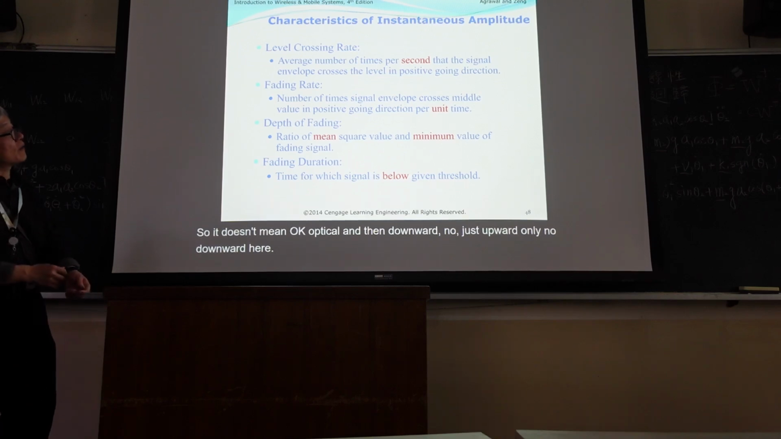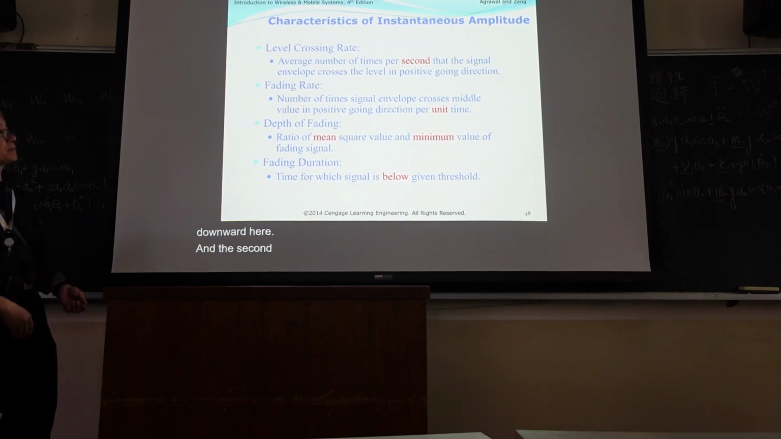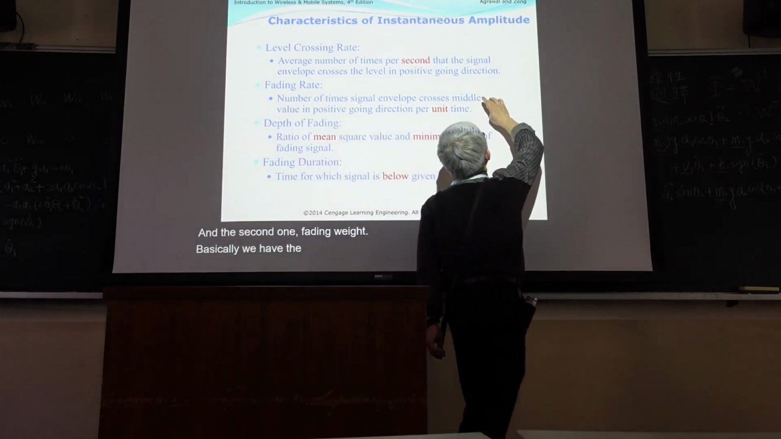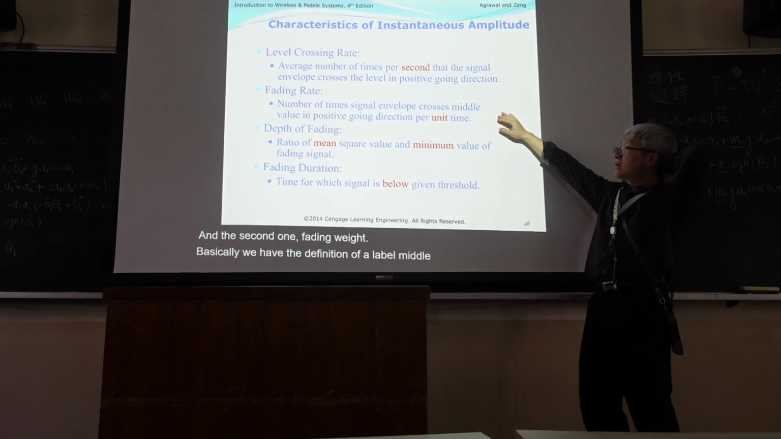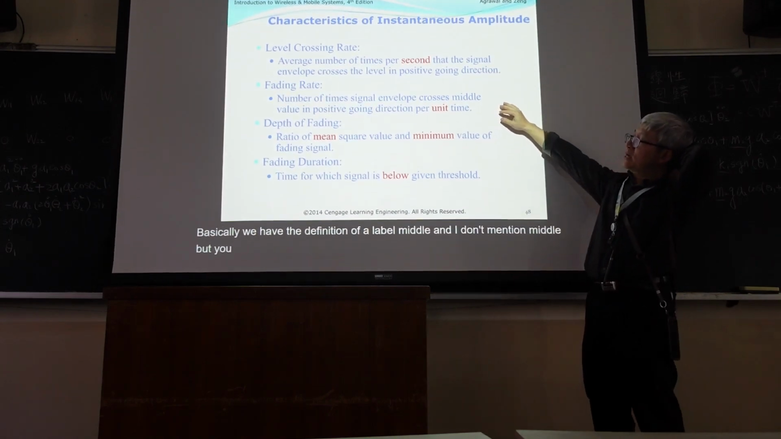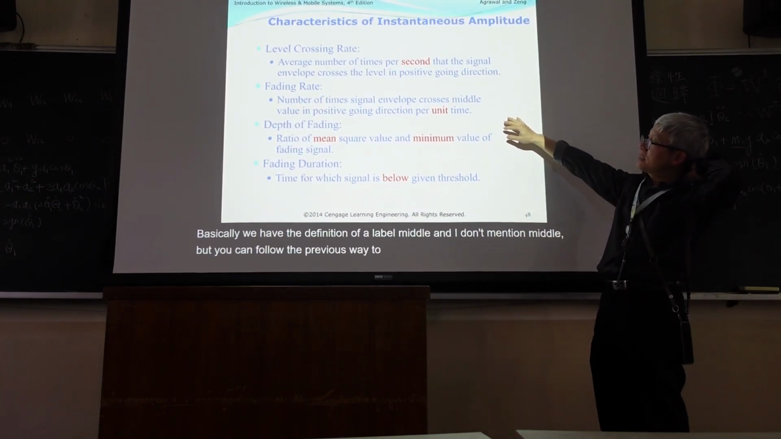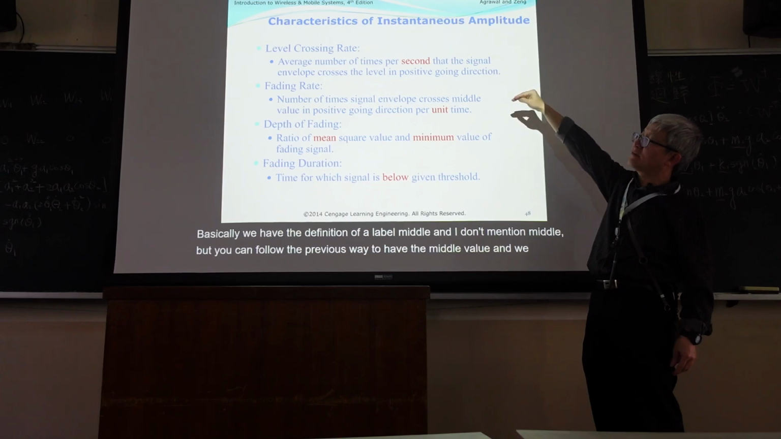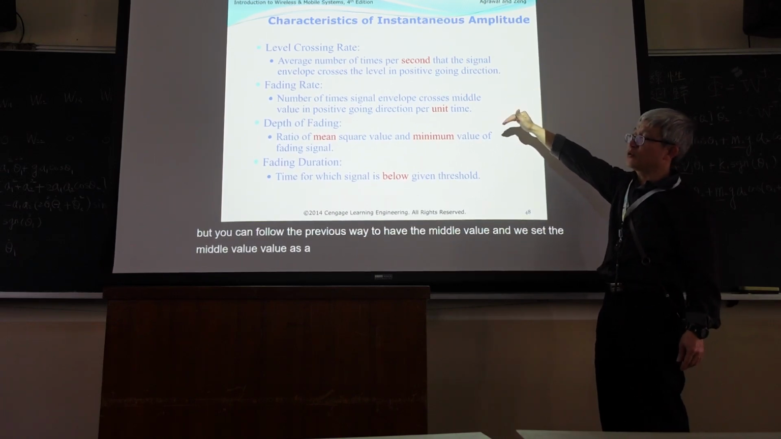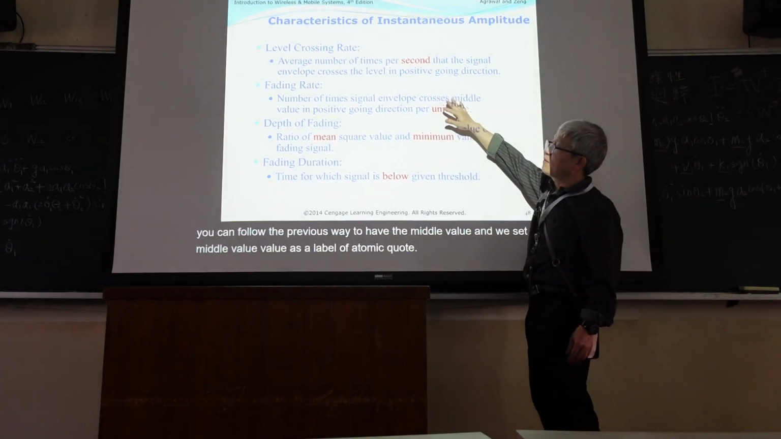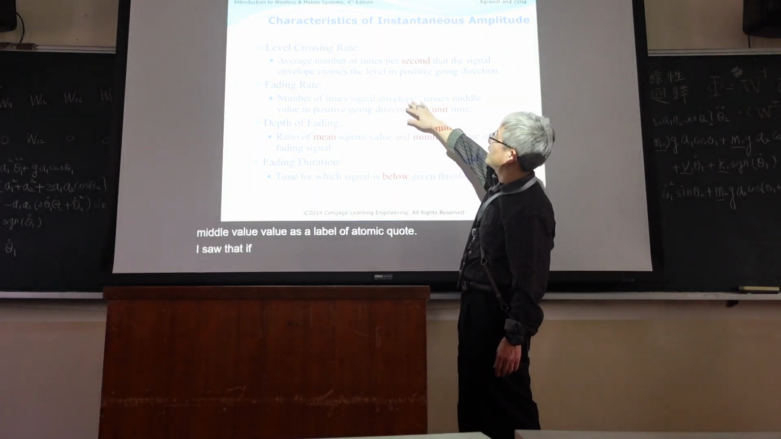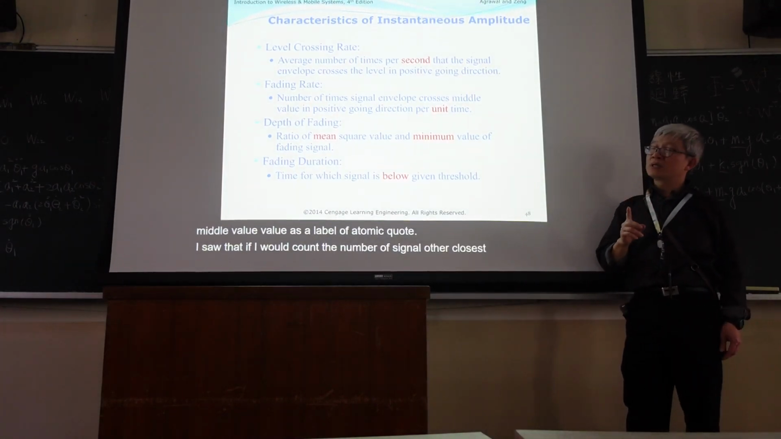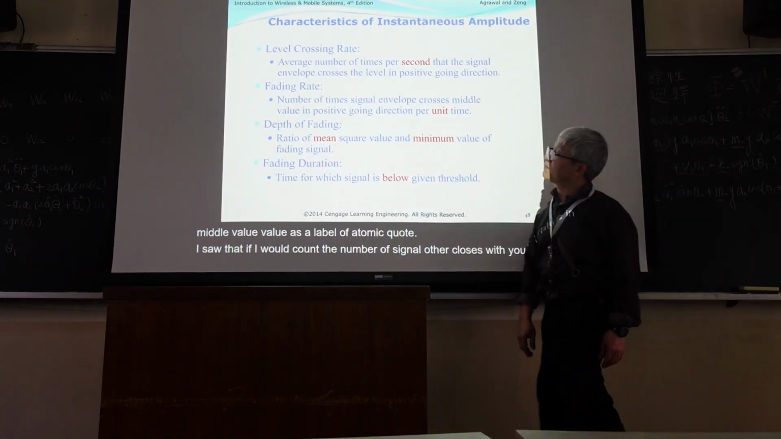And the second one, fading rate. Previously, we had the definition of a level. I don't mention the middle, but you can follow the previous way to get the middle value. And we set the middle value as the level to be crossed. So if we count the number of signal crossings of the middle value in the positive direction, it's called the fading rate.